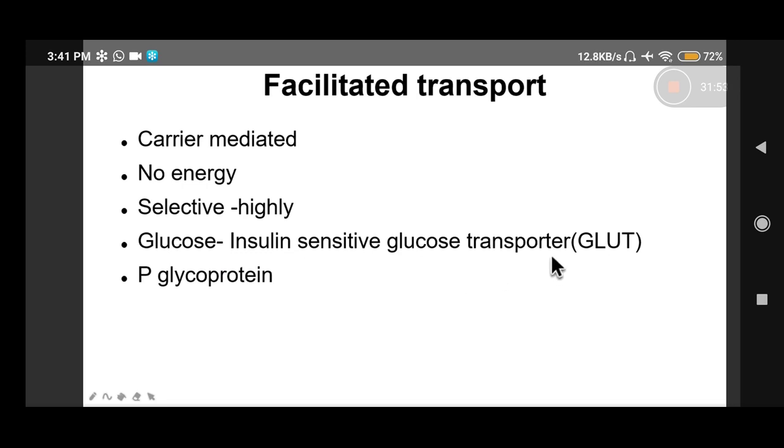Another example is P-glycoprotein. Now, this transporter by and large helps in expulsion of drugs and molecules from within the cell to outside. And overexpression of P-glycoprotein has actually resulted in decreased concentrations of antibiotics and anti-cancer drugs in the cell. It is actually a cause of multi-drug resistance.